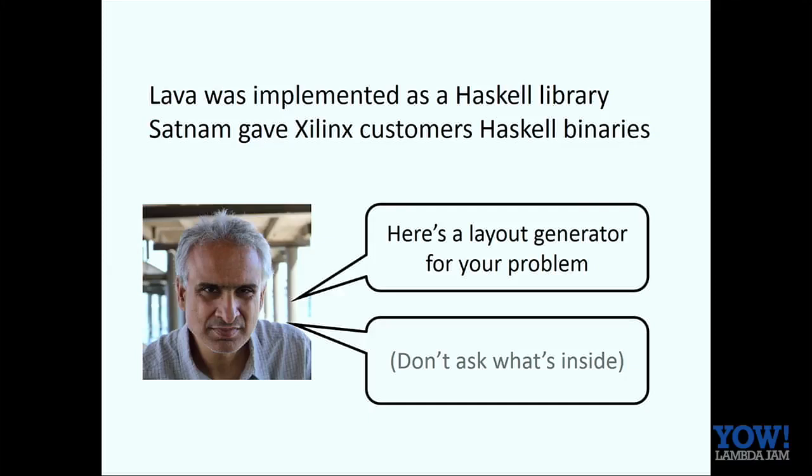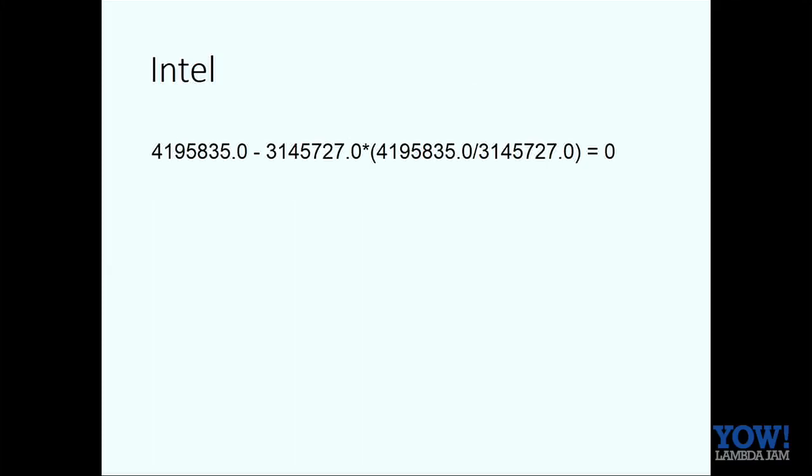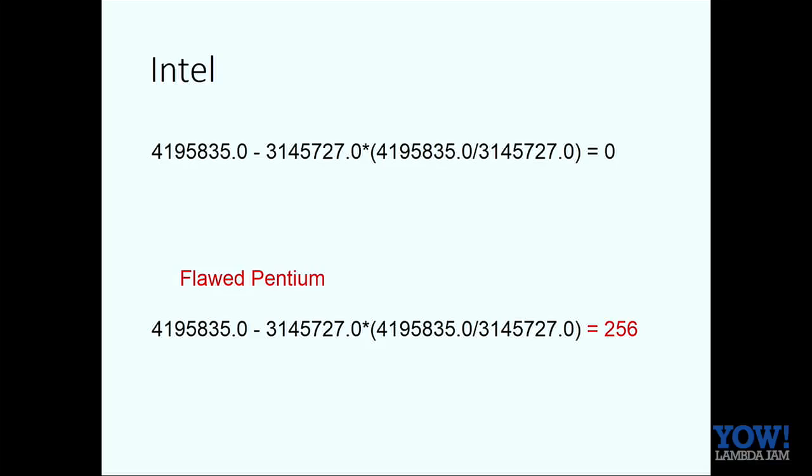I want to talk about another famous hardware incident. Do you remember this? Yes, so here we're taking a number starting with 4, dividing it by a number starting with 3, multiplying by the number starting with 3 again, so we should get back this one, and subtracting it from the same number. Of course, we should get 0. On flawed Pentiums, you got 256.